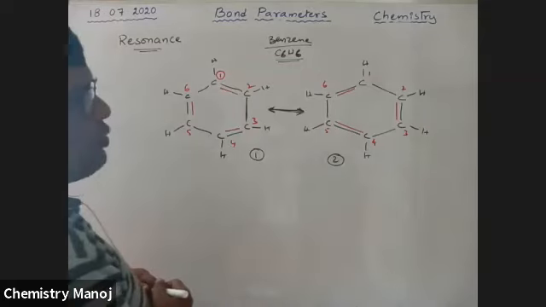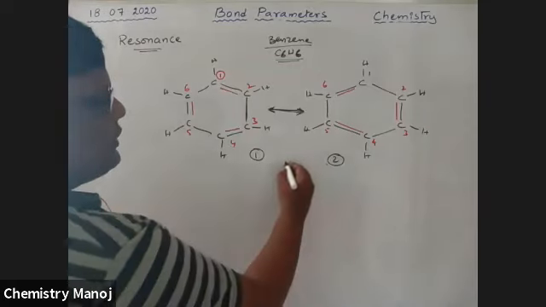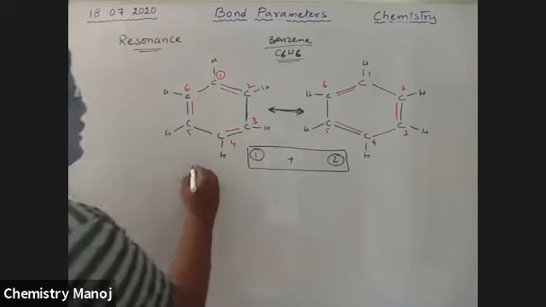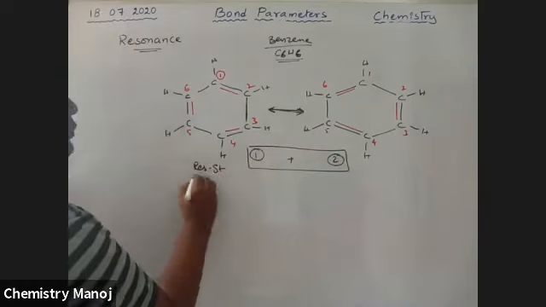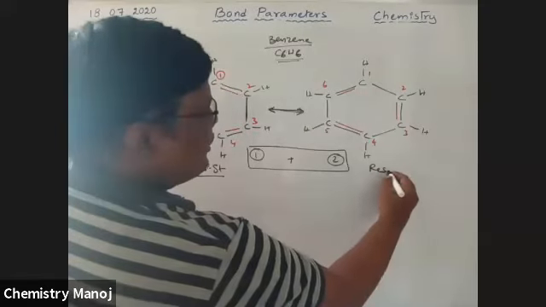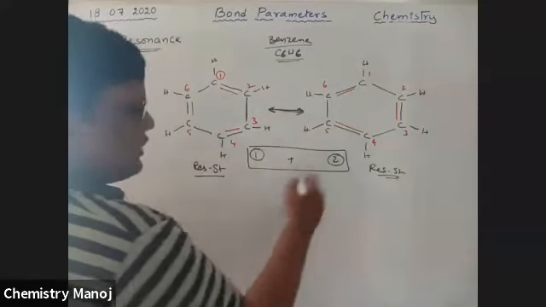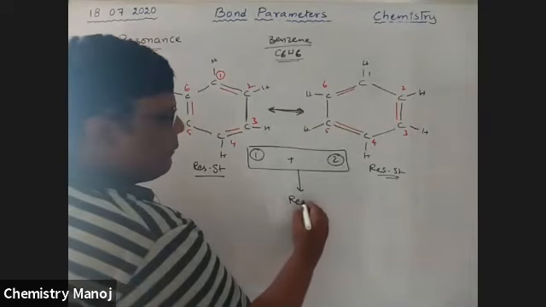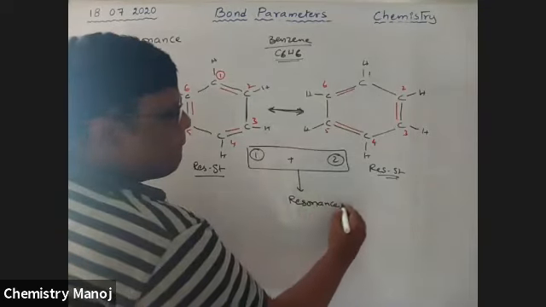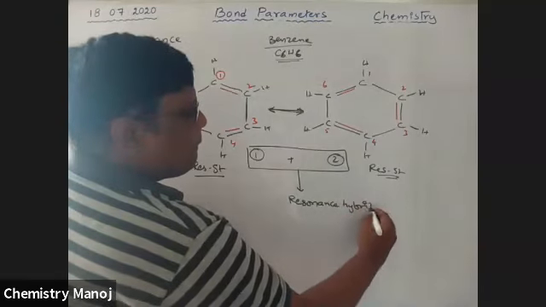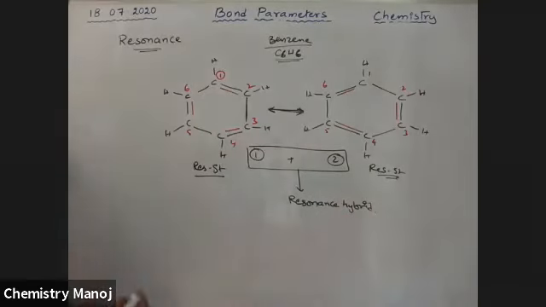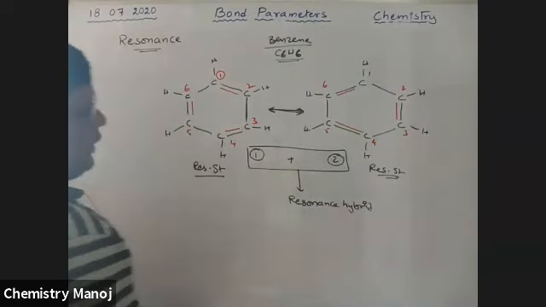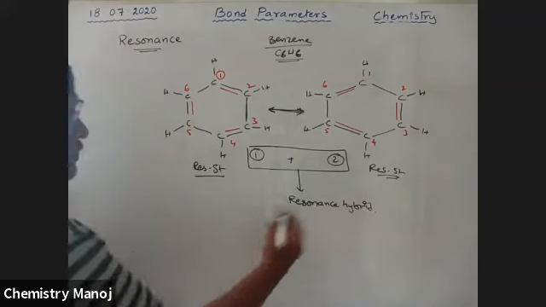So the combination of 1 and 2, this 1 plus this 2. This is a resonance structure, and this is also a resonance structure. These two resonance structures are going to be mixed. That is called the resonance hybrid. So the combination of all resonance structures is called the resonance hybrid. I am writing the resonance hybrid for benzene.